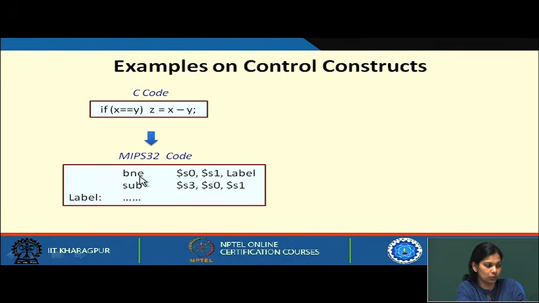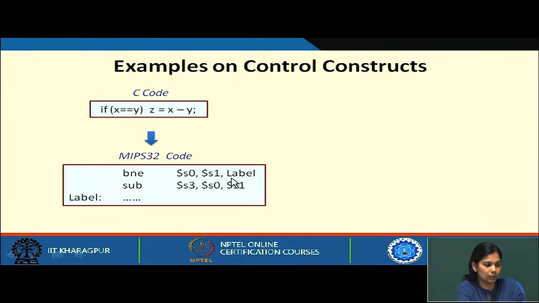So, branch if not equal. We are checking for not equal. If S0 and S1 — in S0 and S1, x and y are loaded. If it is not equal, then go to this label, and if it is equal, then the next statement will execute. So, it is a sequential execution. With this branch instruction, if the condition fails, that is, S0 is not equal to S1.